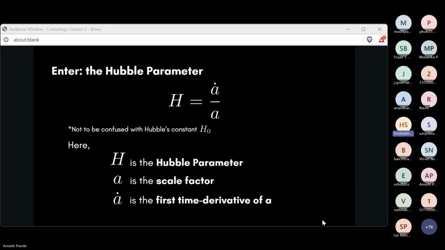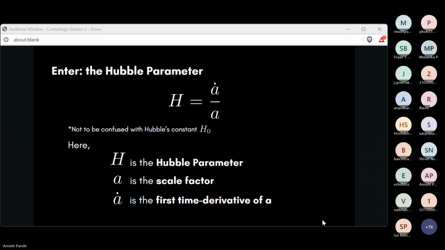H at t naught, or the value of H at present time, is actually called the Hubble constant. So it is not that they're entirely unrelated, Hubble parameter and the Hubble constant. Hubble constant is the value of Hubble parameter at the present time. Why is H naught important? I also said H naught is an important constant, something whose value people are trying to determine a lot.